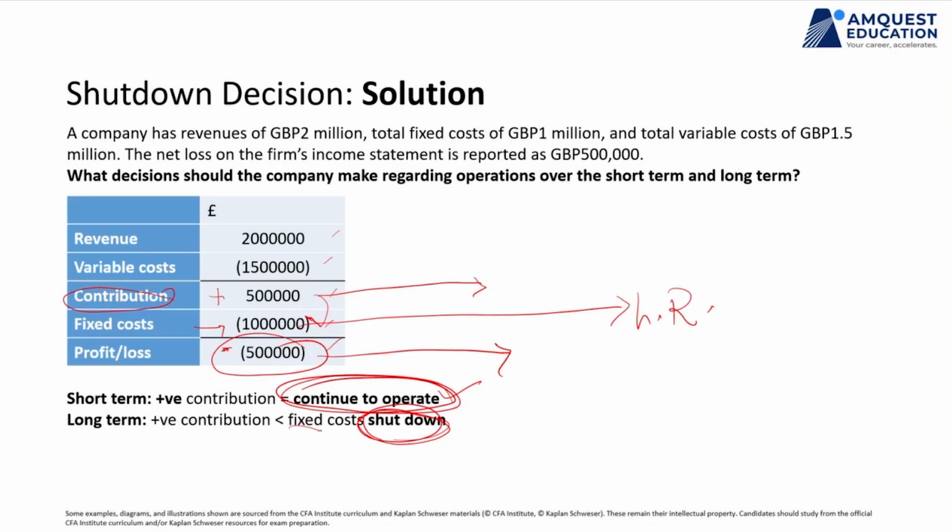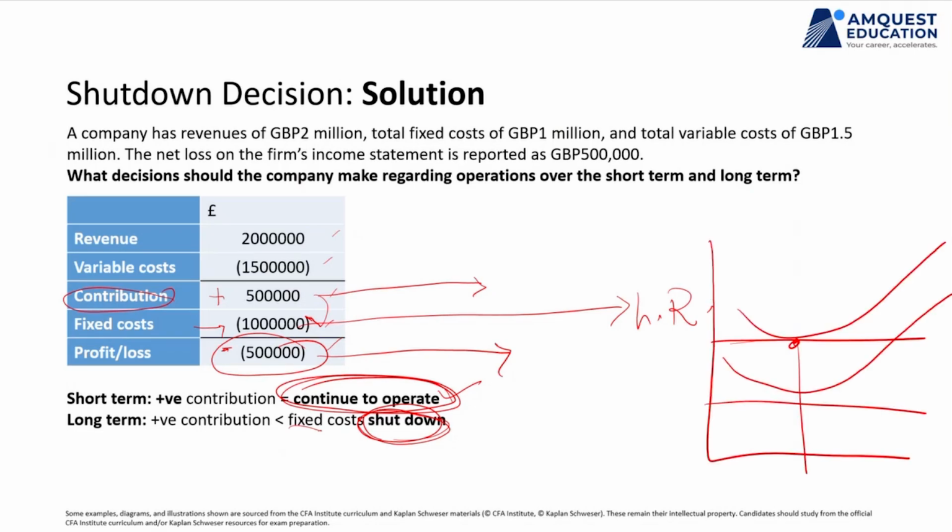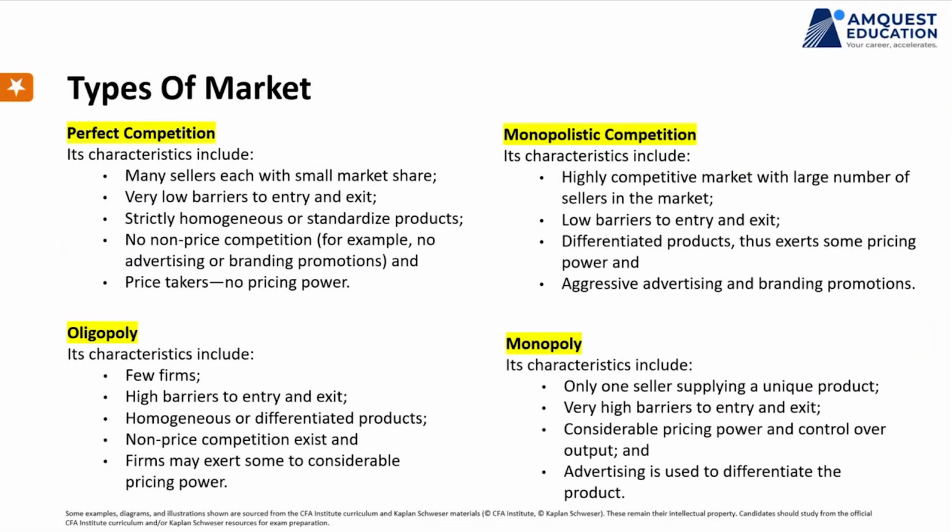Take a minute to understand this concept. This is continuing from what we learned in the earlier slide, where we say that if you're recovering your total cost, fair enough. If you're recovering at least variable cost, you can continue because then you have a positive contribution. Clear? But if you're not recovering this, then you shut down. Okay? So keep recapping this concept with the shutdown.